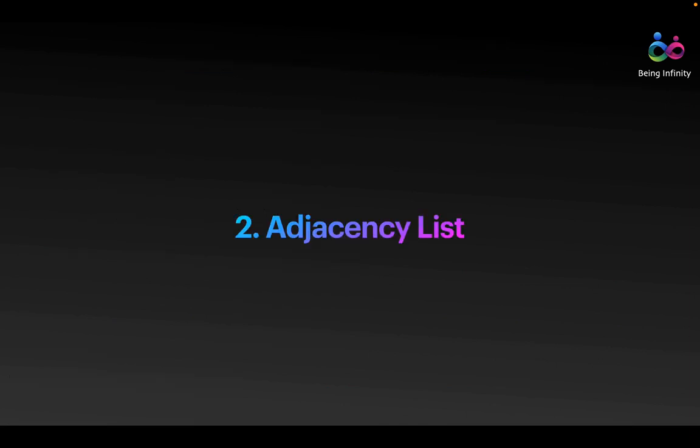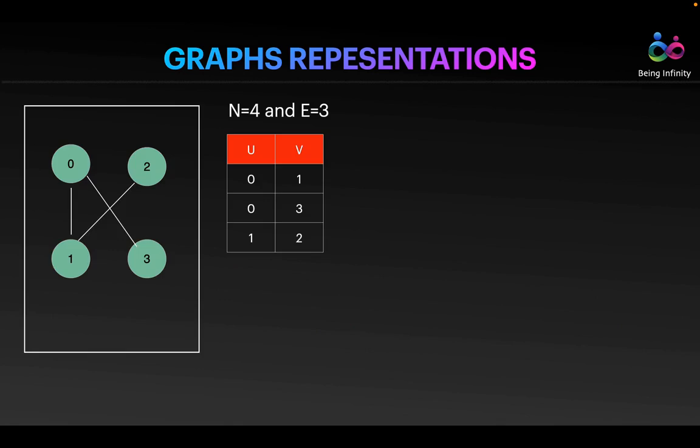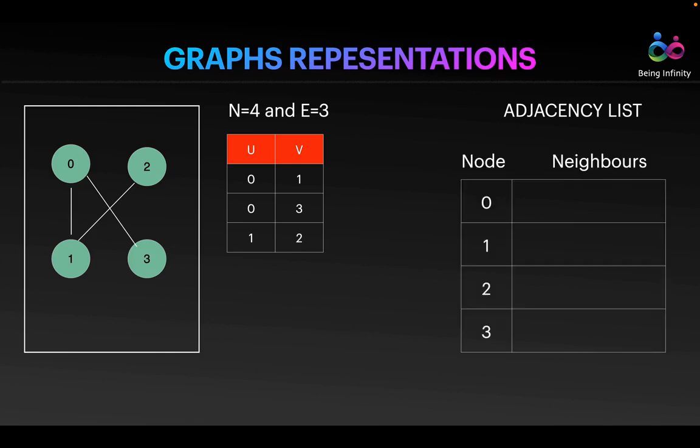The second type of representation is the adjacency list, which is really simple and more widely used in solving questions. It says every node will remember its neighbors. That's what the representation is. For this kind of input, which is an edge list, the adjacency list will first have all the nodes. All the nodes will also remember who all its neighbors are. 0 is saying my neighbors are 1, 3 and so on.